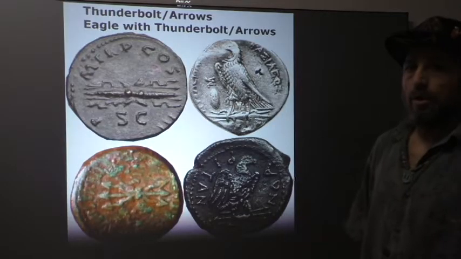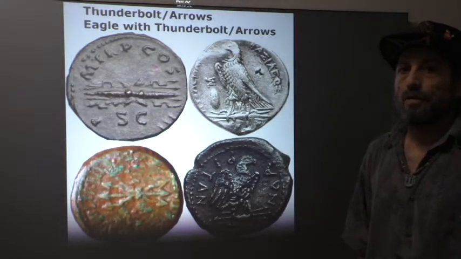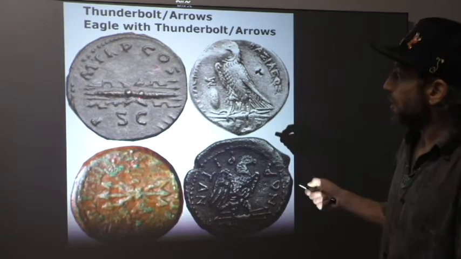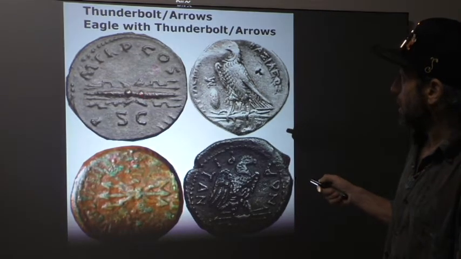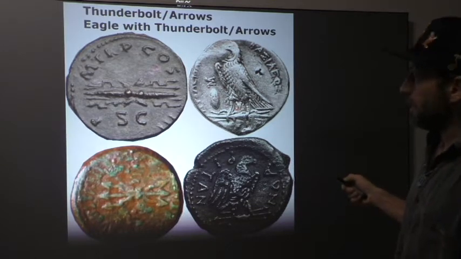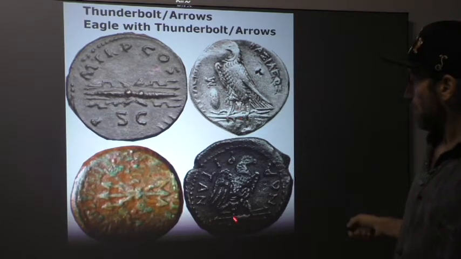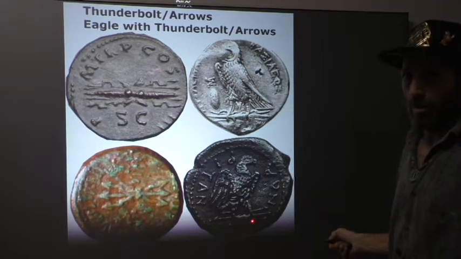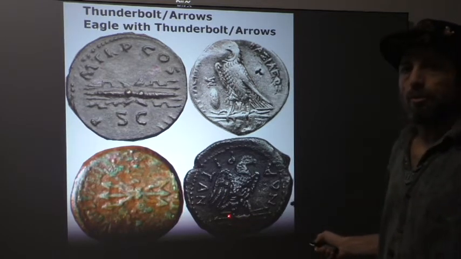So the arrows are the same as the thunderbolt. In this coin comparison, we can see that the thunderbolt and the arrows are the same. Right here's a thunderbolt, and right here is a group of arrows. And right here, the eagle is holding the thunderbolt, and right here, the eagle is holding a group of arrows, usually in sets of 3.